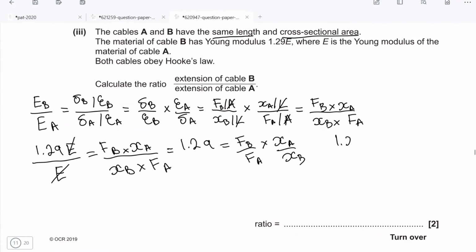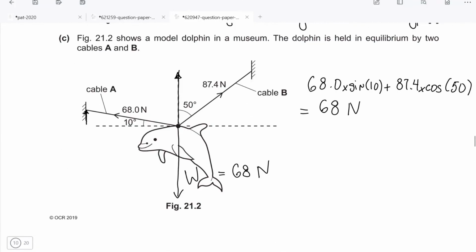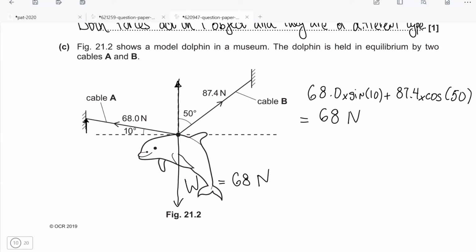We know that 1.29 is equal to FB over FA. Well, we know what FB is, that is just 87.4, and FA is 68. Well, hang on a minute, we can just divide this ratio and sub that in.